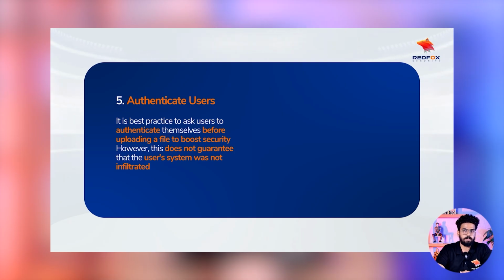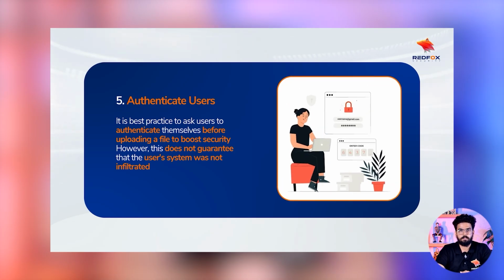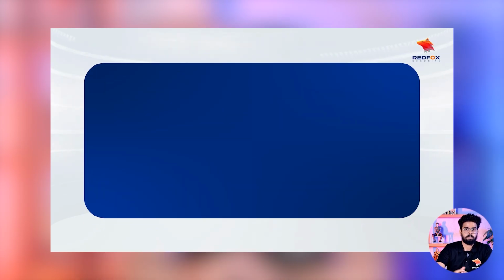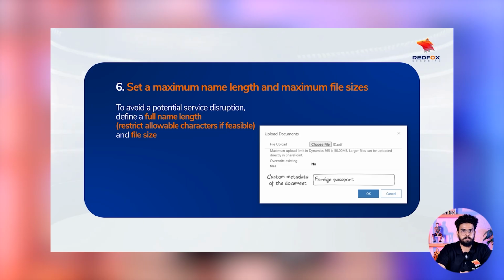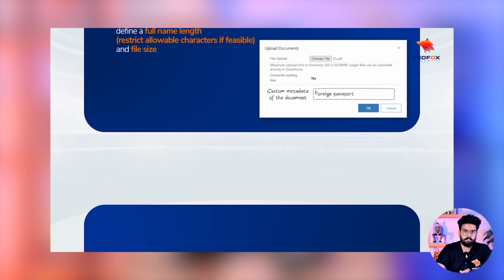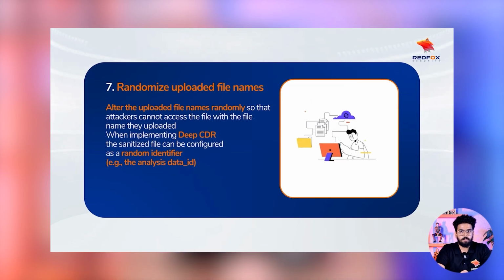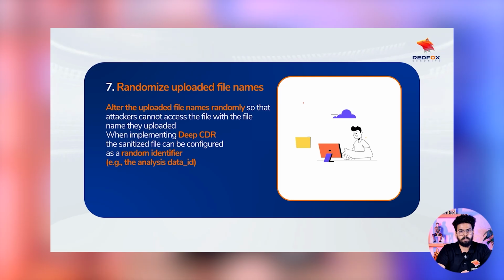Authenticate users. It is best practice to ask users to authenticate themselves before uploading a file to boost security. However, this does not guarantee that the user system was not infiltrated. Set up maximum name length and maximum file size. To avoid a potential service disruption, define a maximum name length, restrict allowable characters if possible, and limit file size. Randomize upload file names. Alter the uploaded file names randomly so that attackers cannot access the file with the file name they uploaded. When implementing deep CDR, the sanitized file can be configured as a random identifier, for example the analyst data ID.